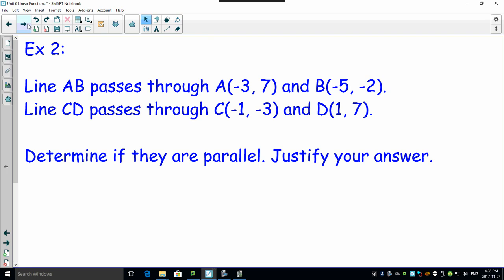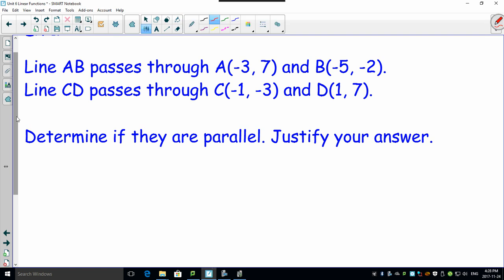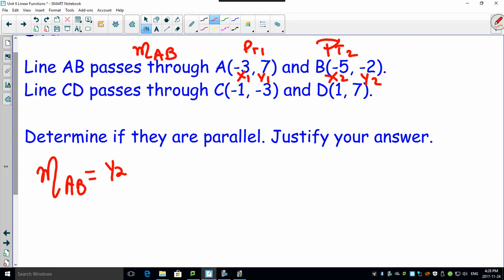So with that in mind, I want to go to question number 2. Now I'm not going to give you the slopes. Now I'm going to give you some points. And I'm going to say, is AB parallel to CD? There's the question. First things first, I think what would probably be advantageous here is to figure out the slope. So let's figure out the slope of AB. I'm going to call this point 1 and this one point 2, which means this is now x1, y1, x2, y2. So here we go. Slope of AB equals y2 minus y1 over x2 minus x1.